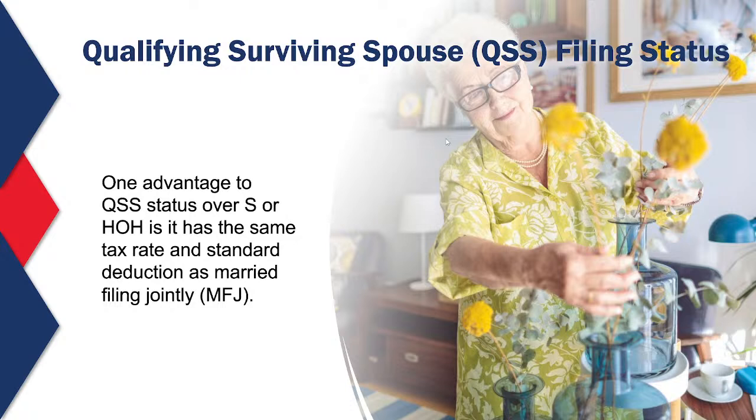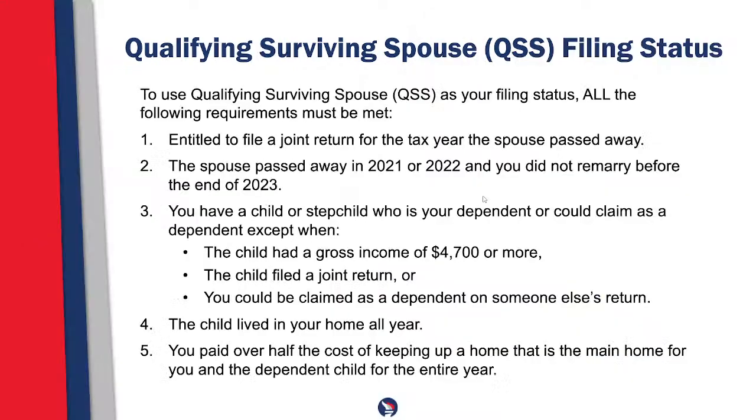Next filing status that we're going to talk about: qualified surviving spouse. One advantage to the qualified surviving spouse over filing as a single person or a head of household person is that it has the same tax rate, uses the same tax table, and has the same standard deduction as married filing jointly. So there is an advantage to that. Ironically, the person in this picture probably wouldn't qualify for qualified surviving spouse, and we'll get to the reason why in a second, but it's still possible, though not highly likely.